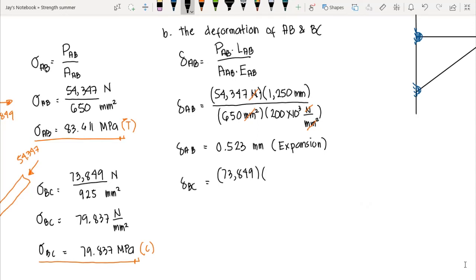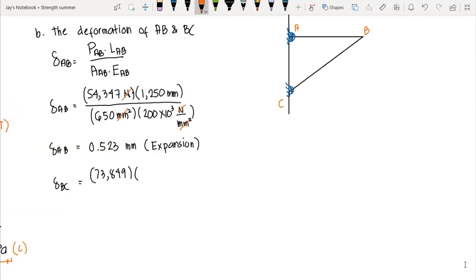And we all know that our length of BC is inclined, so we have to compute the length of BC by using the Pythagorean theorem. So if this is the length BC, and we know that the horizontal distance is 1,250 millimeter and the vertical distance here is equal to 1,150, we can compute the length by Pythagorean theorem. Then we say that the length BC is equal to the square root of 1,250 squared plus 1,150 squared.